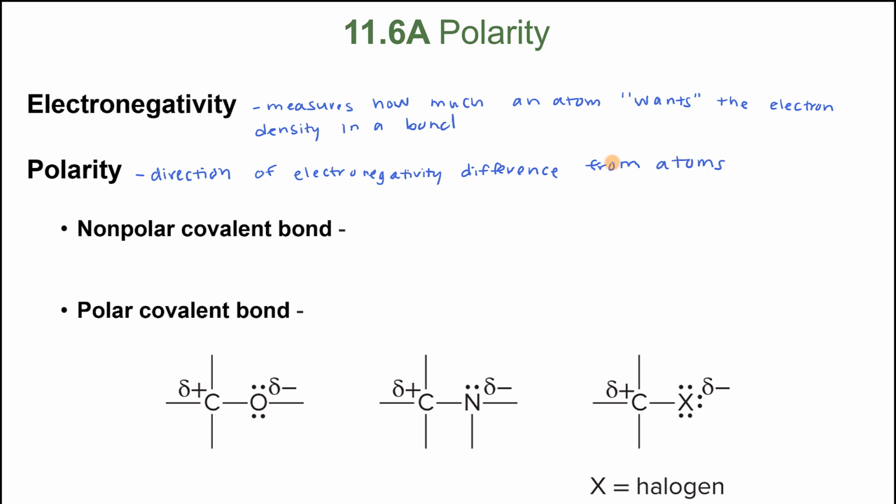In a nonpolar covalent bond, you have 2 atoms of identical or similar electronegativity that are joined together. So for example, a CC bond would be nonpolar, and a CH bond is also considered nonpolar. In a polar covalent bond, we're going to have atoms of different electronegativity that are joined together.